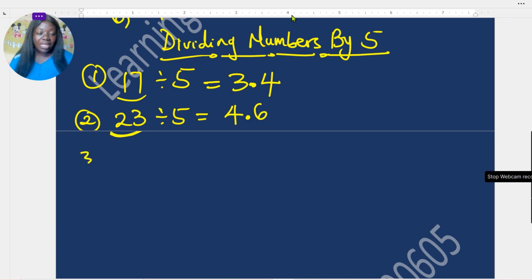So number 3, let's look at this next one. 14 divided by 5. I'm giving you simple ones now because I want to move higher. Double 14, that's 28. Introduce a decimal point, you have 2.8.